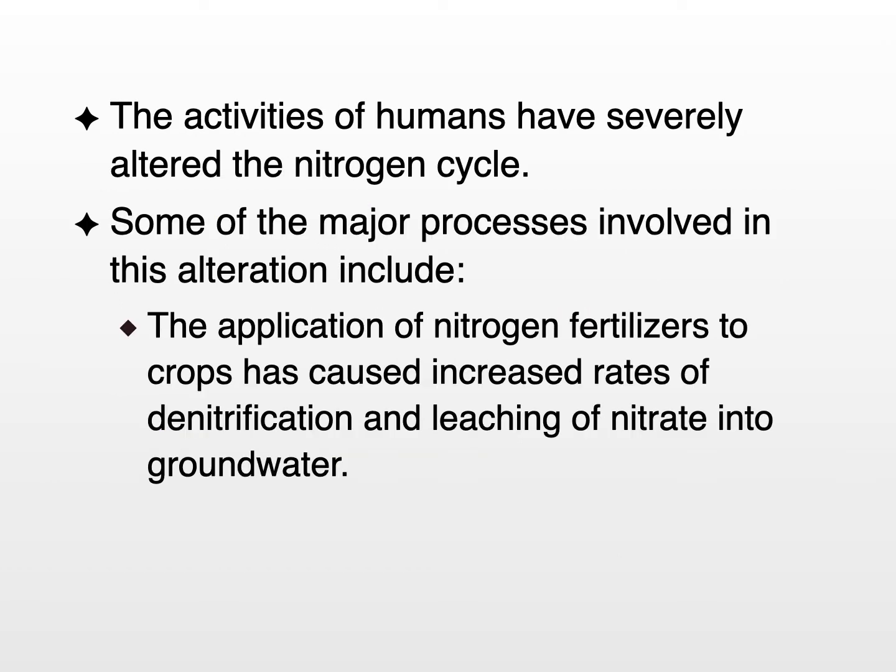Now, as I said, humans have altered the nitrogen cycle severely, and there are four main ways that we've altered the nitrogen cycle. Number one is the application of nitrogen fertilizers to crops. We now have to grow large amounts of crops. Nitrogen is a limiting nutrient. In many ways, the only way we can get these crops to grow is by fertilizing the soil surface with nitrogen. But a lot of this nitrogen never really reaches the plants; only 40% reaches the plants. A lot of it is lost due to denitrification and leaching into the groundwater.